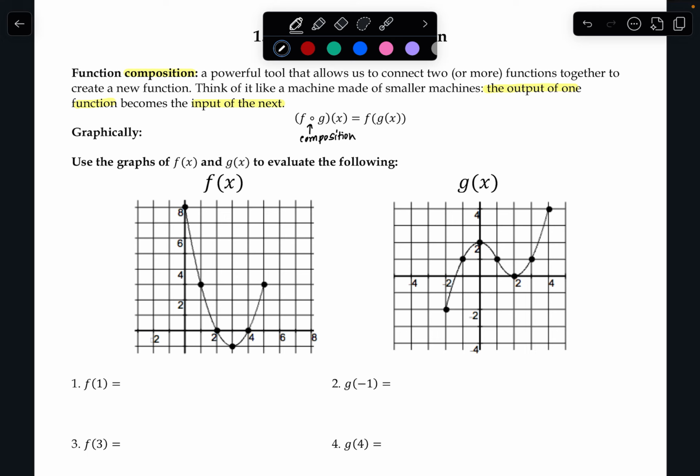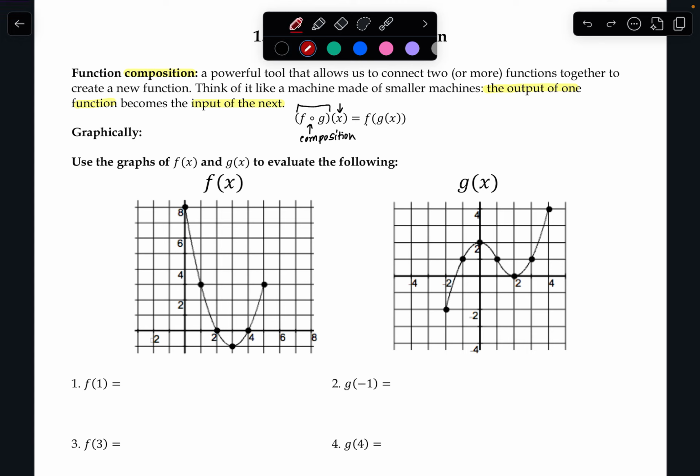And it's not the same thing as a times symbol, so you have to be careful and recognize the difference. A times symbol would be closed. The little open circle means composition. And so this symbol says f composed with g of x. And so x is still your input. Another way to write this is f of g of x.